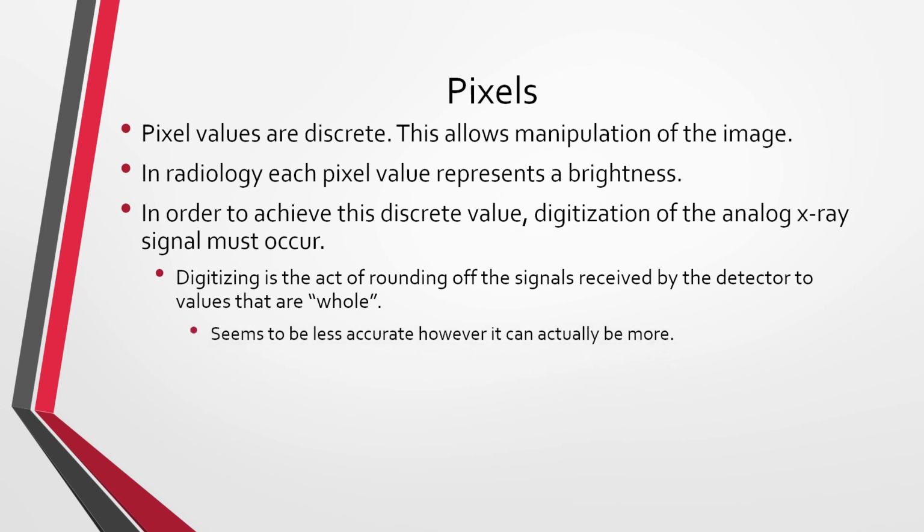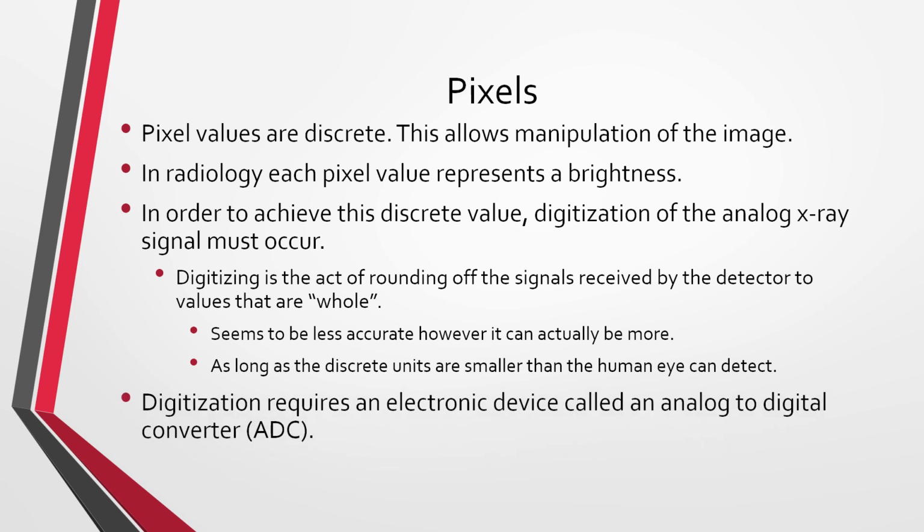It seems to be less accurate, however, it can be more accurate, as long as the discrete units are smaller than the human eye can detect. That has to do with the spatial resolution and the contrast resolution of the human eye. So as long as the discrete units are smaller than what we can distinguish with the human eye, the rounding off isn't an issue, because physically people can't tell the difference in the different grays or the different blacks or whites. Digitization requires an electronic device called an analog to digital converter.